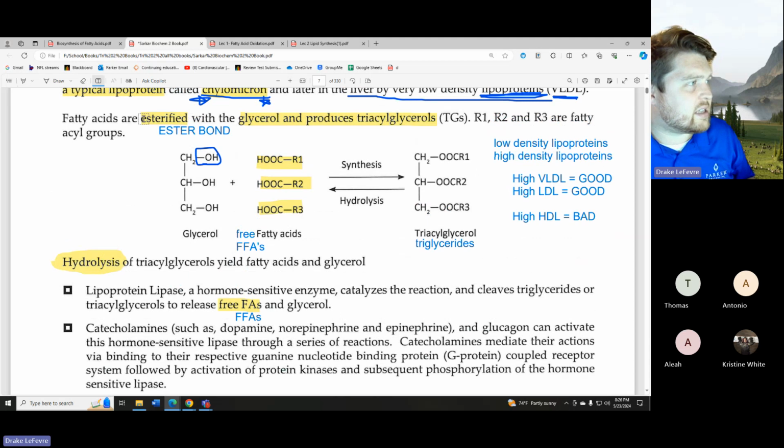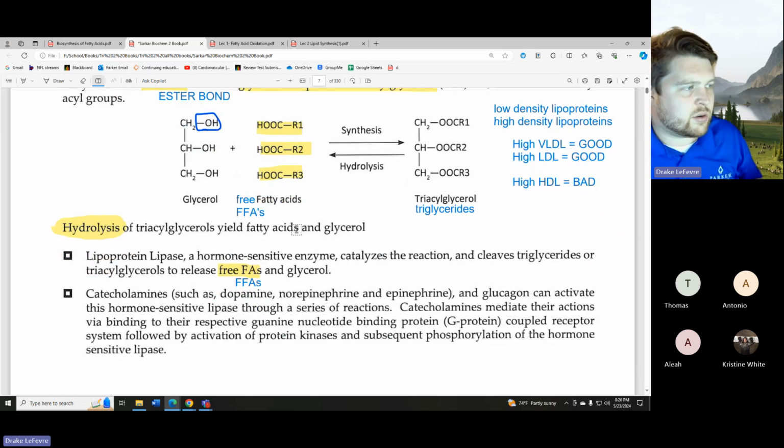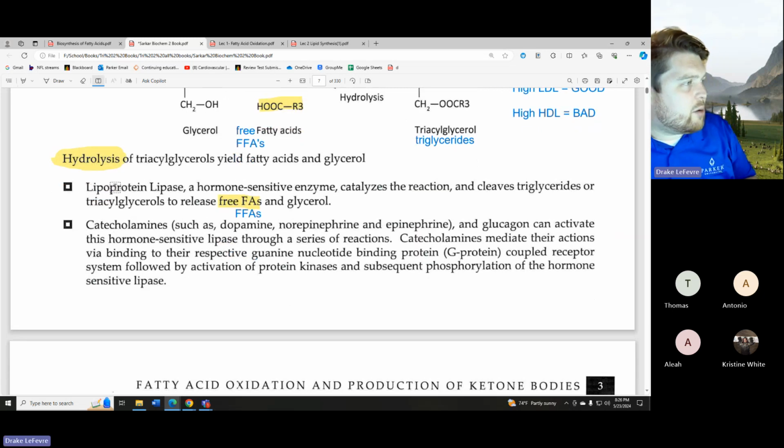So we have esterification, which gives us, as part of the synthesis process of triglycerides. Hydrolysis is going to give us the fatty acids and the glycerol, which we'll then use for beta oxidation when we need to break stuff down, which we'll talk about later. Lipoprotein lipase, a hormone-sensitive enzyme, catalyzes the reaction and cleaves triglycerides or triacylglycerols to release the free fatty acids and glycerol. Again, this is the beta oxidation type stuff that we'll get to later.